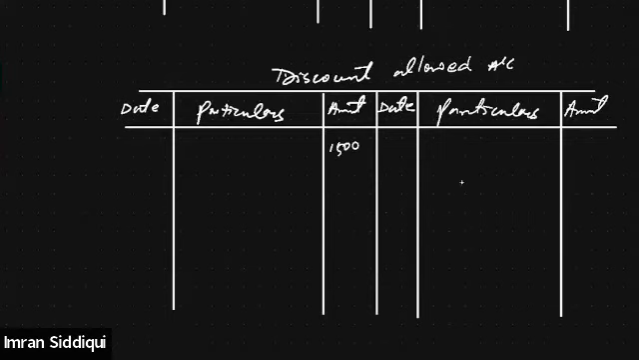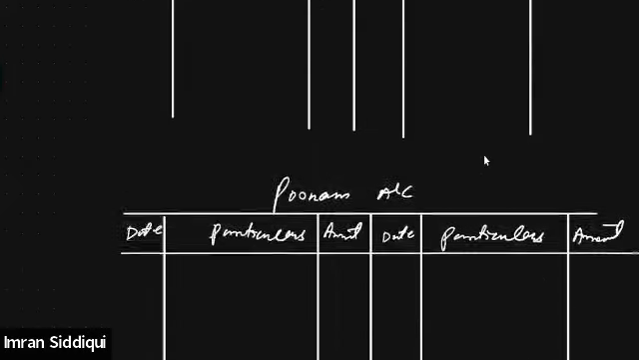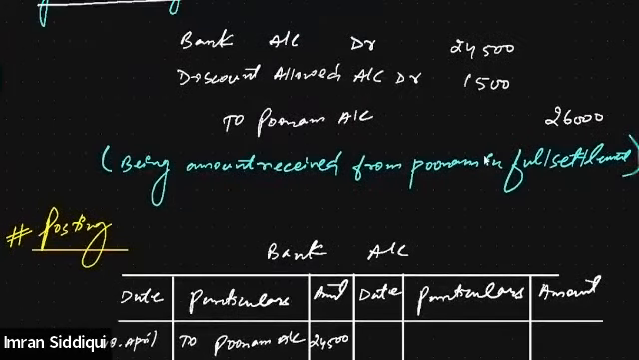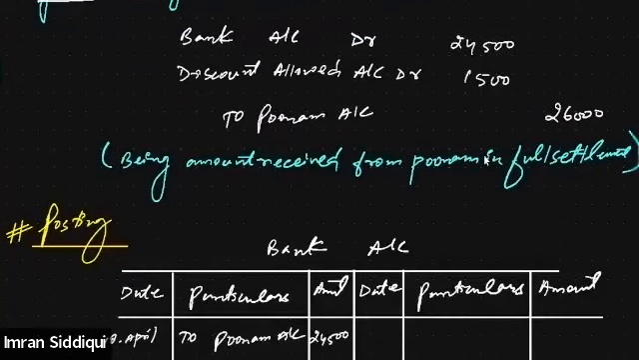To Poonam account, right? Okay. Now we will go back to the journal again, and on the credit aspect of the journal, it says to Poonam account. Poonam account needs to be credited by 26,000.